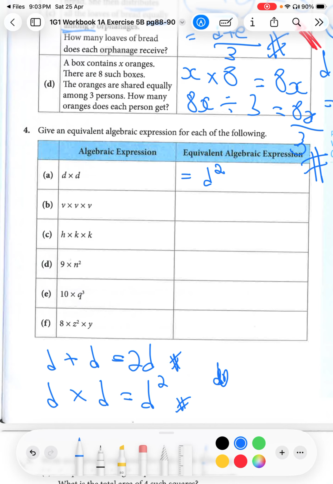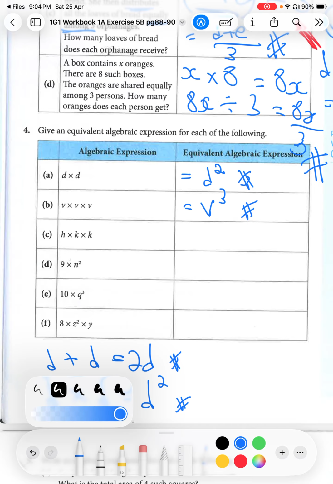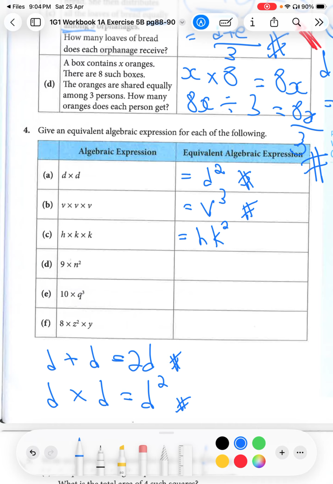Logically, the next one, V times V times V is V cubed, V power 3, with a small 3 on the top right side. H times K squared will just be HK squared, all put together, because it's all multiplied together. 9n squared is just 9 times n squared. 10 times q cubed is just 10q cubed. That's it.